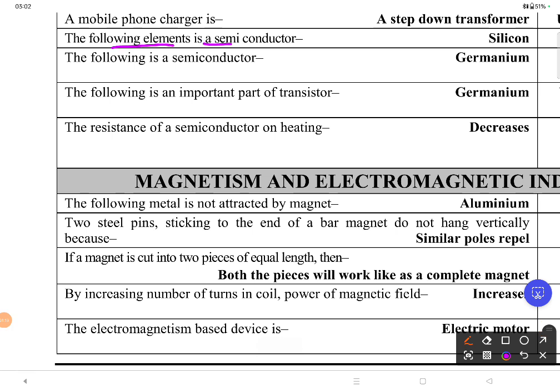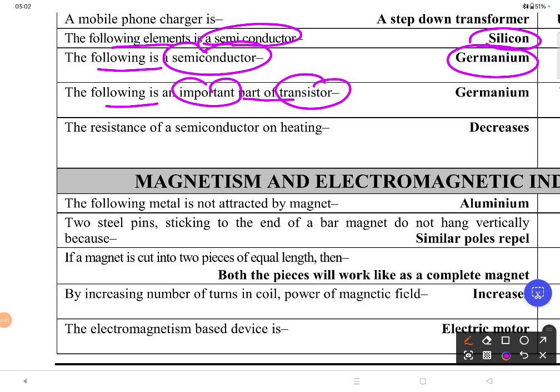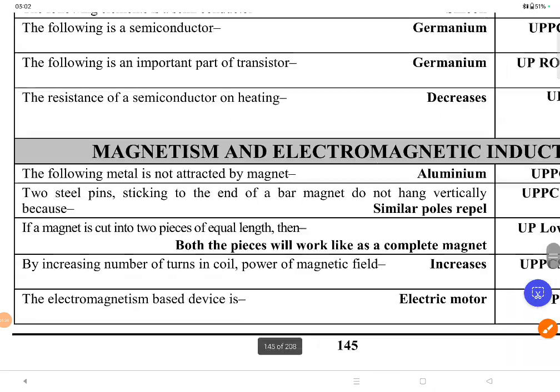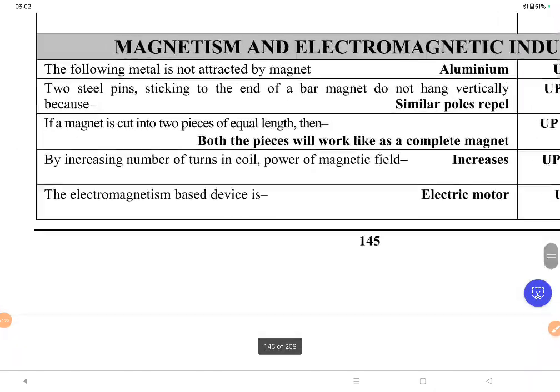The following element is a semiconductor: silicon. The following is a semiconductor: germanium. The following is an important part of a transistor: germanium. The resistance of a semiconductor on heating decreases. Move on to the next chapter, that is magnetism and electromagnetic induction.